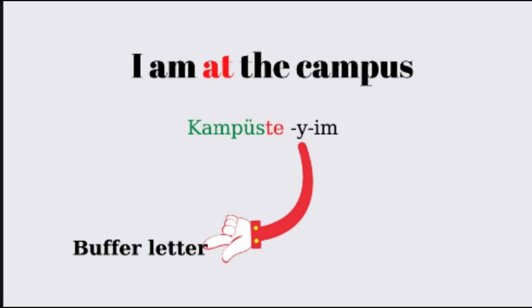At is te, and I am is yim, and ye is a buffer letter because two vowels in Turkish cannot be in front of each other. That's why we add the buffer letter ye. And for the lesson of the buffer letter, I will be giving you the link on top of this video too.